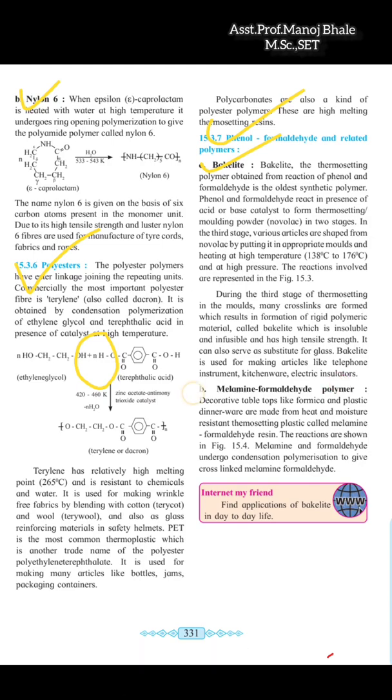ओके, नेक्स्ट वन विच इज गिवन देअर, melamine formaldehyde polymer. So this is used for decorating tabletops like Formica or plastic dinnerware, which are made from a heat and moisture resistant thermosetting plastic known as melamine formaldehyde resin, and the reaction is given in the next diagram. Let's check here, next page.